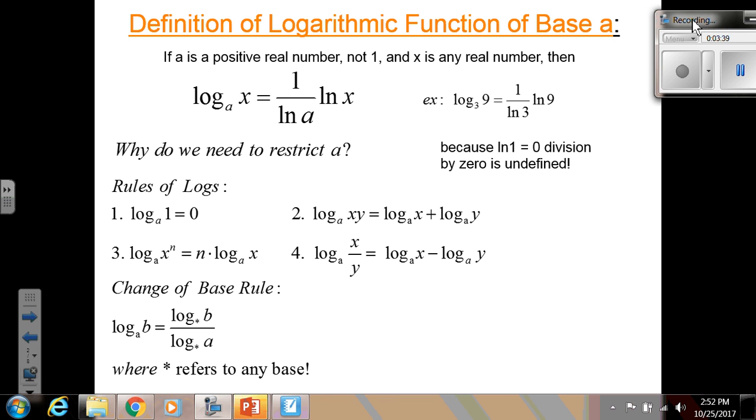If you're not convinced or you've never seen that before, go ahead and try a few. So try that example, log base 3 of 9. Do that on your calculator, and then also do natural log of 9 divided by natural log of 3. And it'll convince you that those are the same.